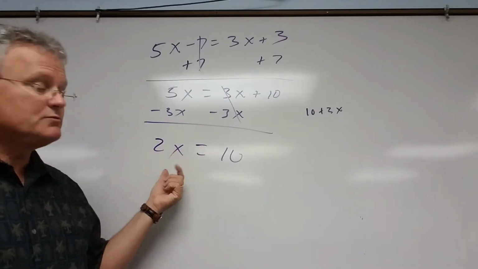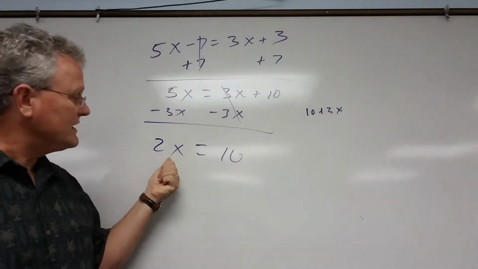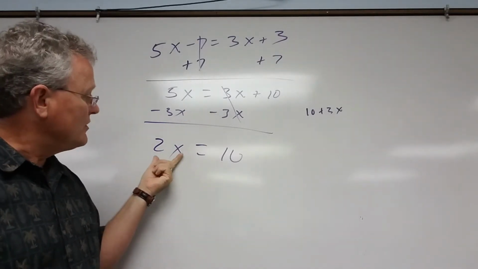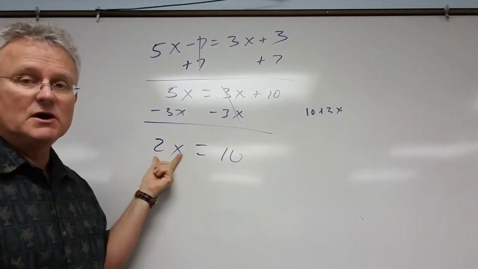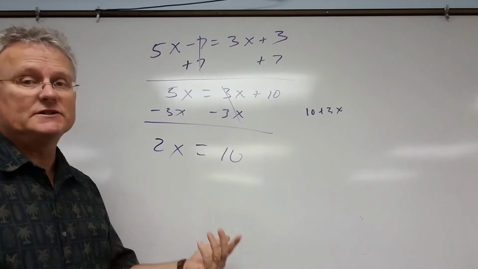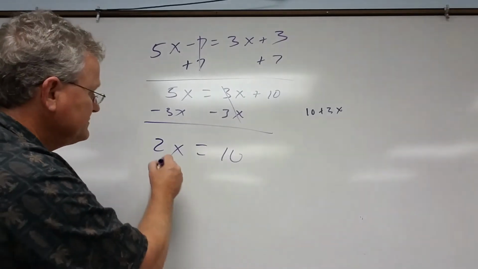To solve this, we need to isolate x. We got to get rid of the 2. We notice this is a multiplication, and the opposite of multiplying is dividing. That's why we divide both sides by 2.